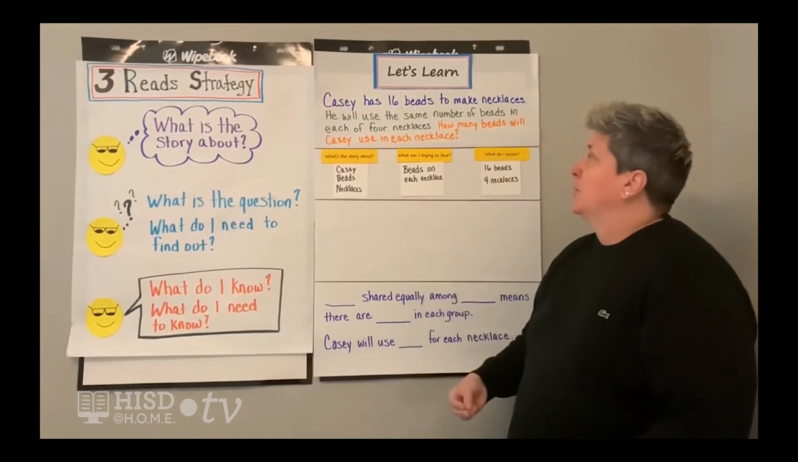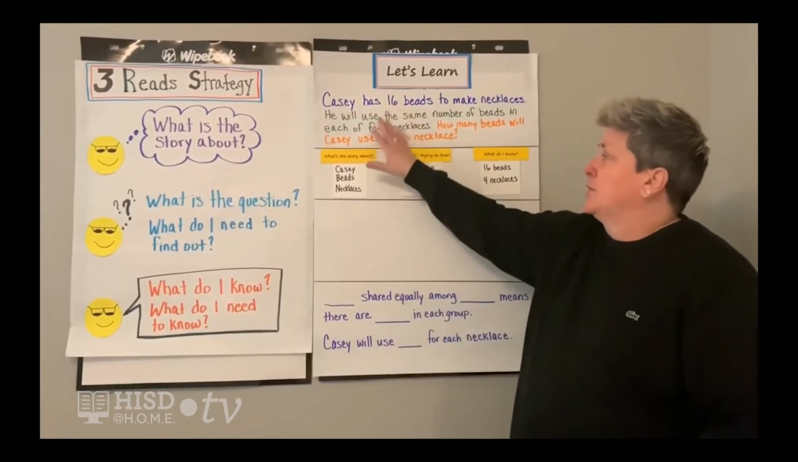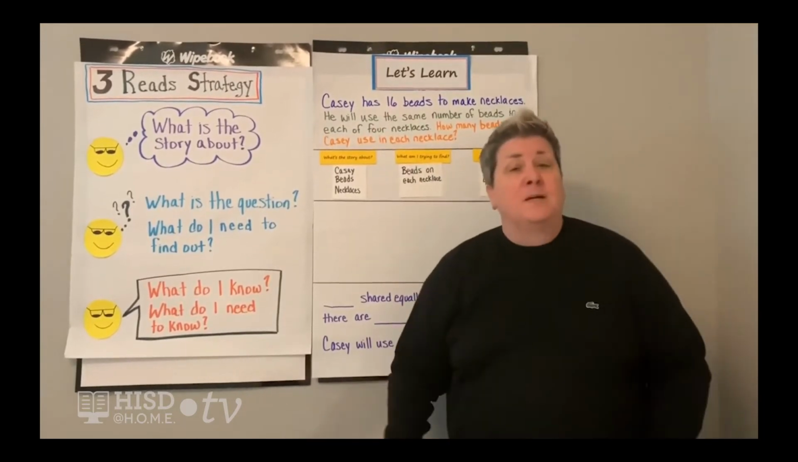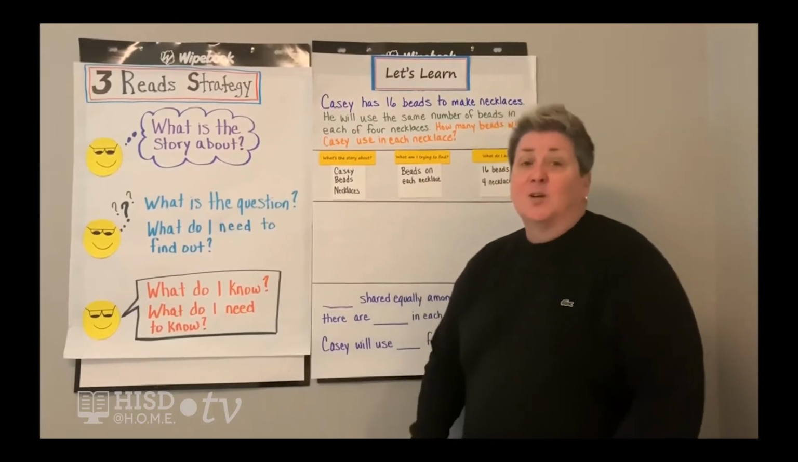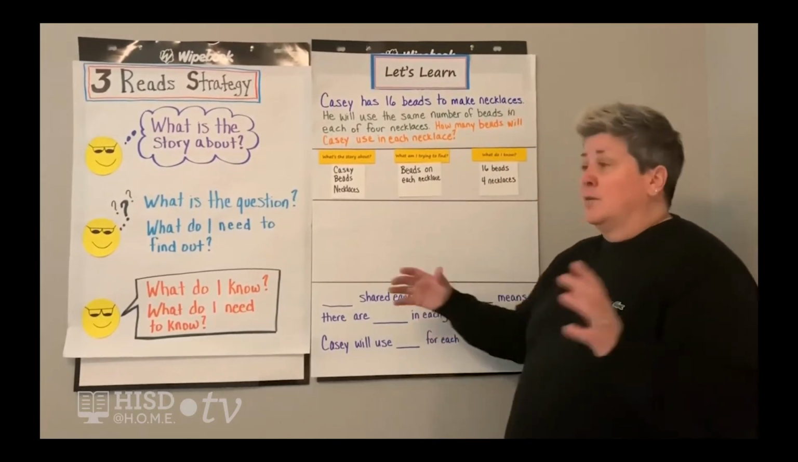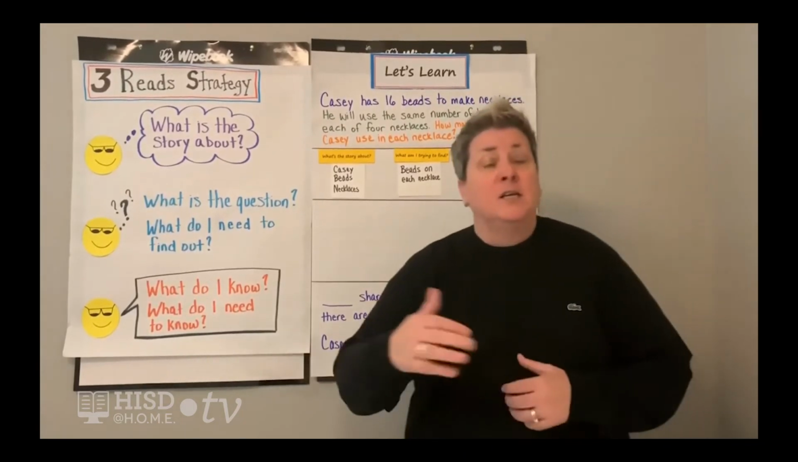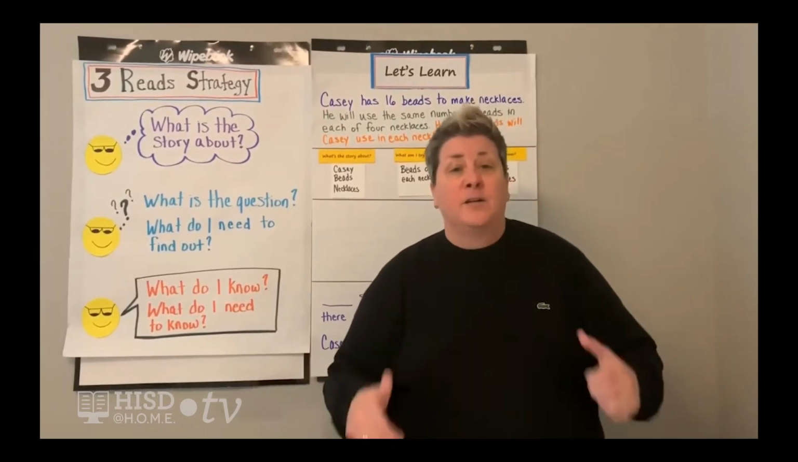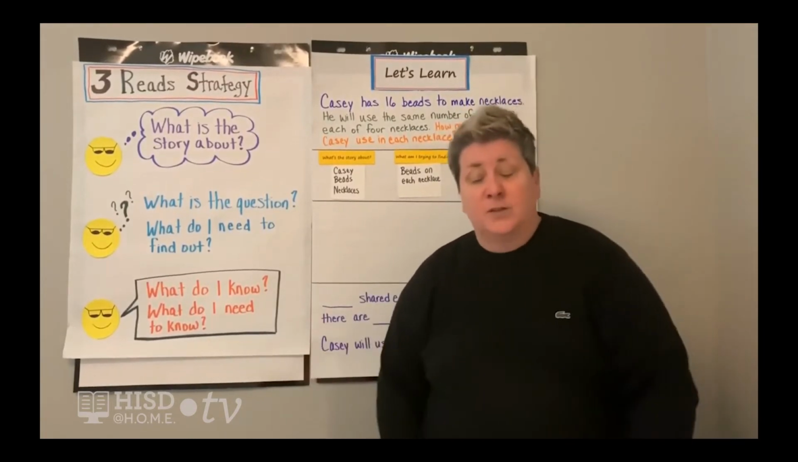It's really important here that we don't just focus on the numbers. If I just focused on 16 and 4, I might have the misconception that I'm supposed to add those and come up with 20, which is not what's happening. We know that Casey has a collection of beads and he needs to equally share those beads so that every necklace gets the same quantity. That is our contextual division problem.